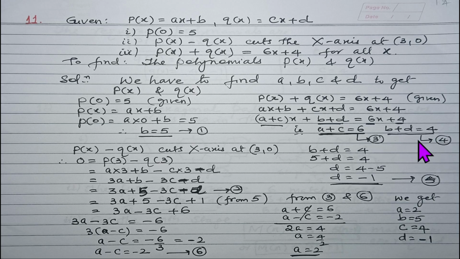Now we have got two new equations here, but from b plus d is equal to 4, we have b as 5 already, and b plus d is equal to 4, therefore we have got the value of d as minus 1. So we have got the value of d and the value of b.